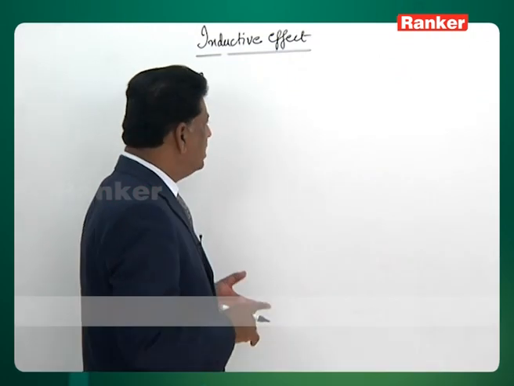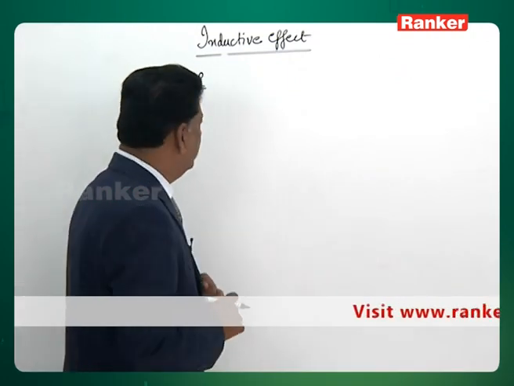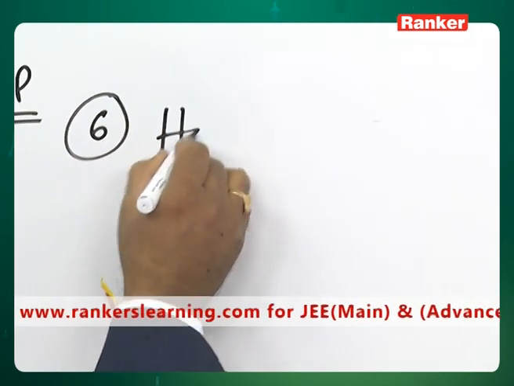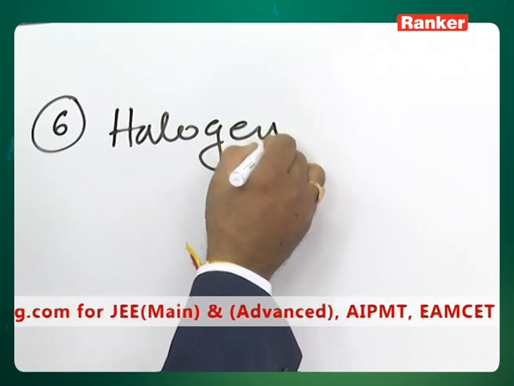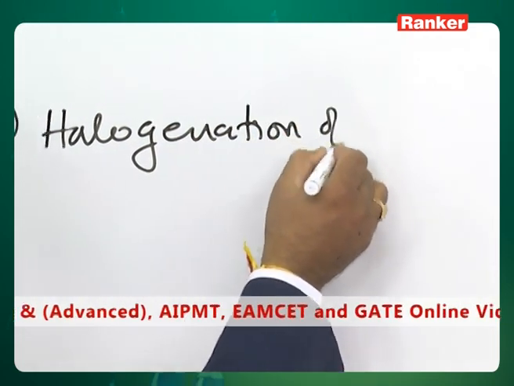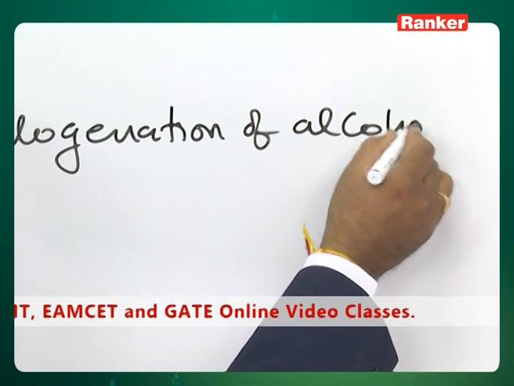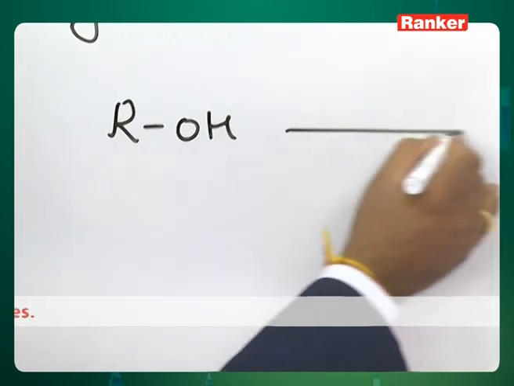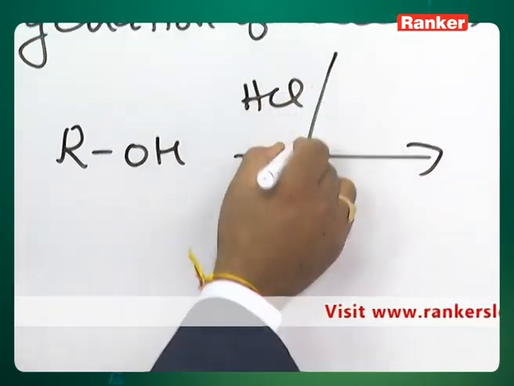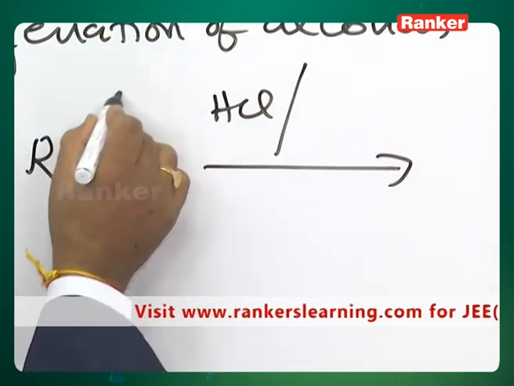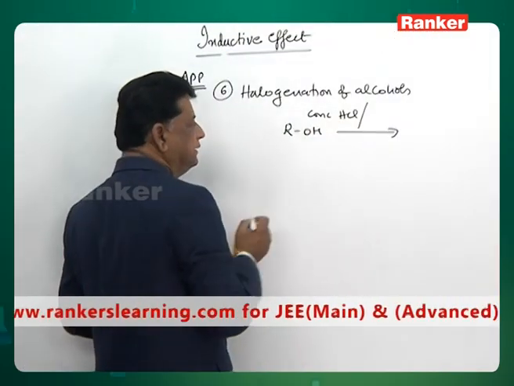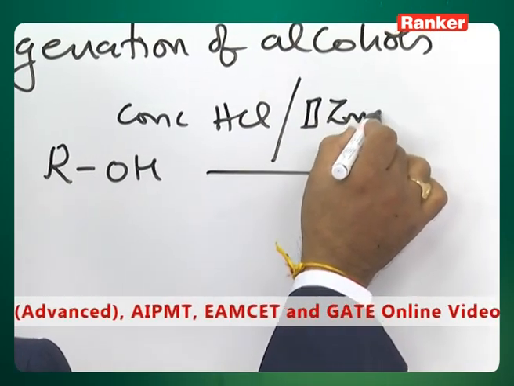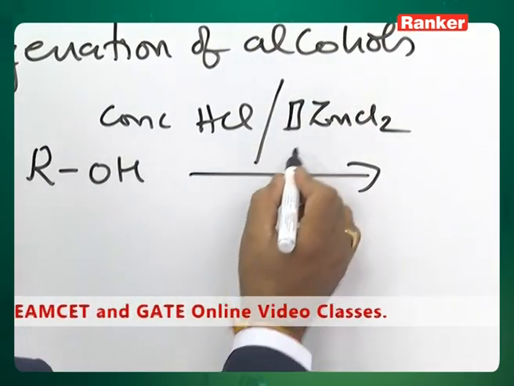However, we have a number of applications, but we will discuss one more application, that is the sixth application, that is halogenation of alcohols. Especially the reagent like ROH, when treated with HCl, this should be concentrated HCl plus anhydrous zinc chloride.